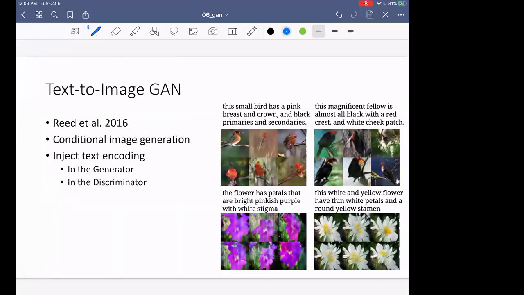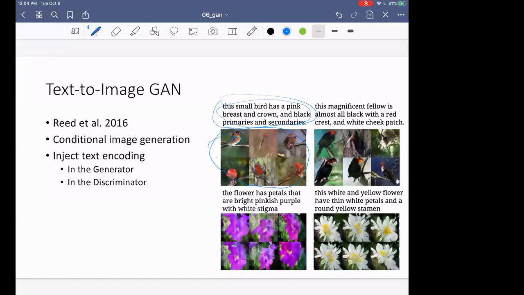So you generate fake samples given a text as a condition. So it's a conditional image generation. There are some samples here. Given some text like this small bird has a pink breast and crown and black primaries and secondaries, the GAN is able to generate these diverse images. First of all, they are all birds, and they have rather pink or pinkish red breast, like here, I guess you could call this pink or red. And then they have a certain crown. I'm not sure what crown or primaries and secondaries are. Anyway, they look like a bird at least.